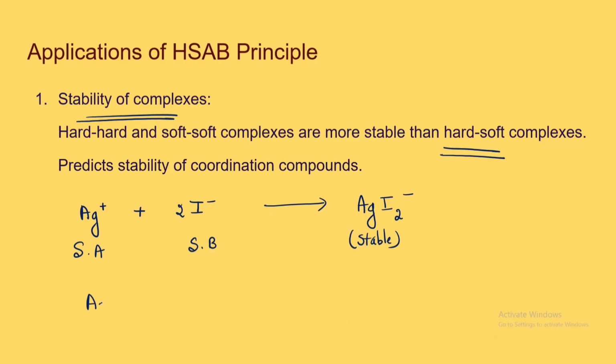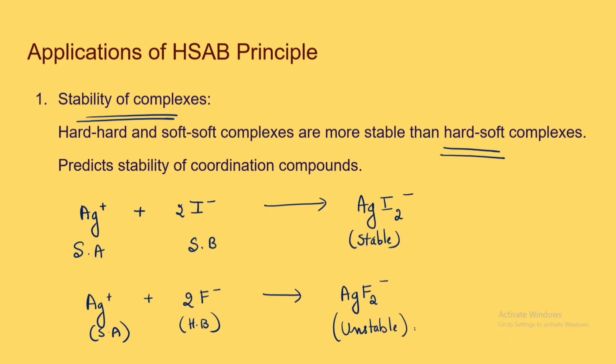Similarly, let us take one more example. So Ag plus, now if it combines with the hard base, so fluoride is a hard base, right? So this is hard base, this is a soft acid. So here what is going to happen? You are going to get AgF2 minus, which is unstable. So mainly here, why is it unstable? Because this particular complex is formed by the interaction between the soft acid and a hard base. So it's not soft-soft or hard-hard complexes which are formed here. It is between the soft and the hard, that is soft acid and hard base, because of which this particular complex is unstable.